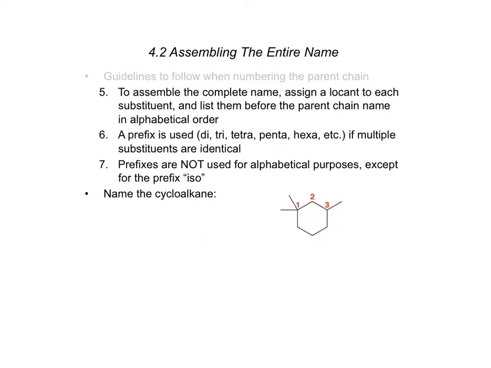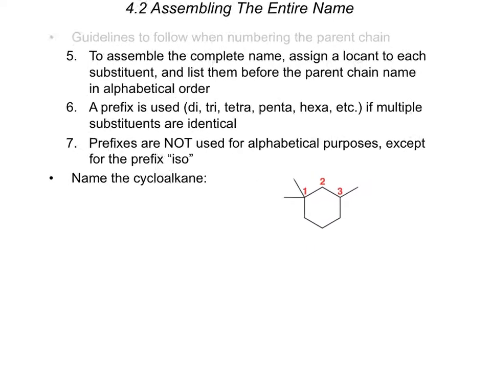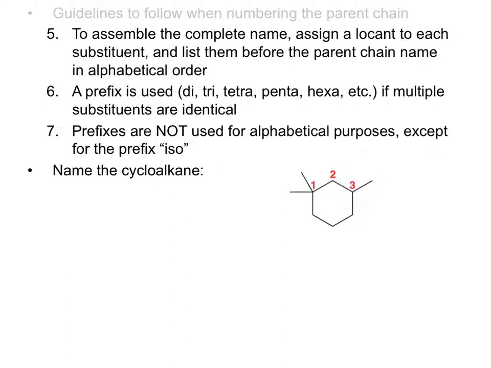All right, so now, once we have numbered our parent, we are ready to begin assembling the full name. There's a couple of different parts to this. We're going to start with the cycloalkane, the cyclohexane, and assemble the full name for it. First step, we're going to identify the parent. We have 1, 2, 3, 4, 5, 6. So our parent here is a 6-carbon ring. We're going to name it cyclohexane.